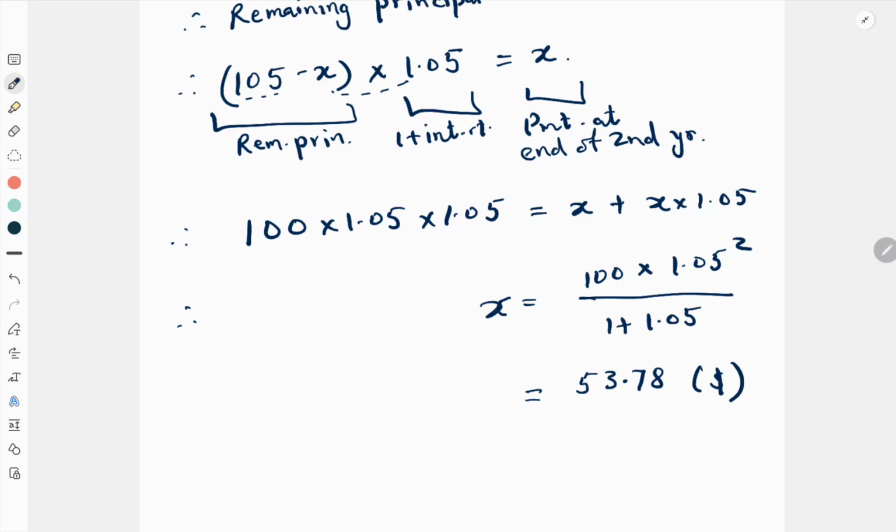Again, everything is in dollars. So for this simpler problem, you have to make equal payments of $53.78 at the end of first year and at the end of second year, so that the principal and interest is completely paid off and there is no extra payment.